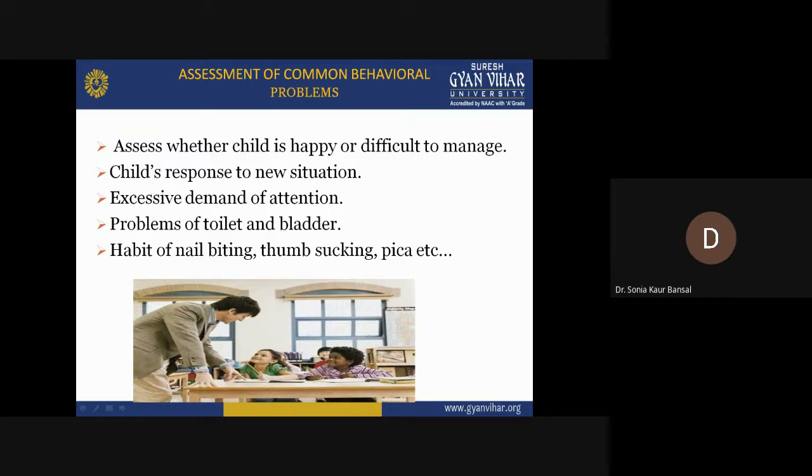Then the child's response to a new situation, how the child reacts if any new situation arises in front of him or her. It is very important for everyone to notice the child's response to a new situation, how the child is behaving, how a new situation is occurring, and how the child is telling someone to do that.